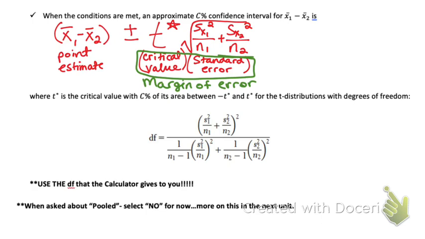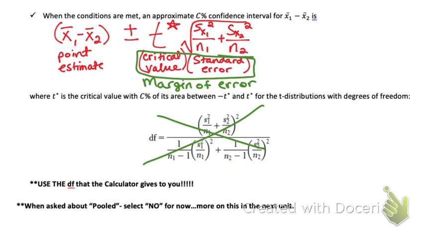I do like the term degrees of freedom. Isn't that nice? It is quite patriotic. So here's what we're going to do, ladies and gentlemen. We're not ever going to look at that formula again. And we're going to use the degrees of freedom that our calculator gives to us. Okay? Is that fair? Perfect.